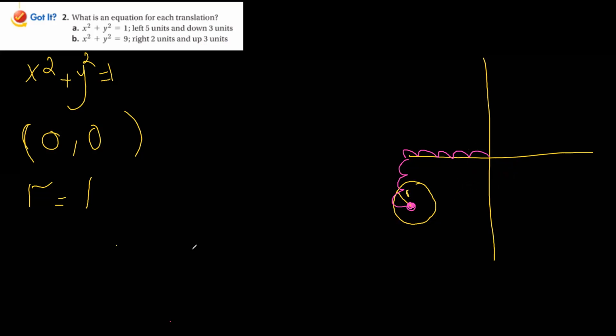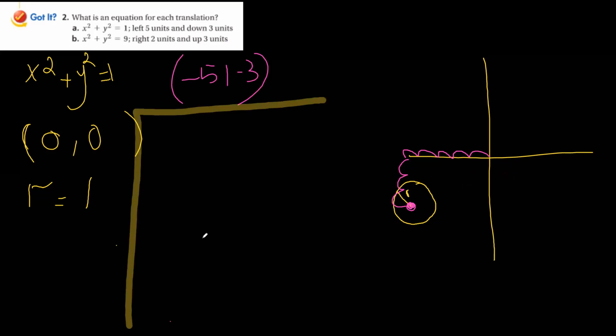Yes, Yara, what is the center of the circle now? -5, -3. Thank you so much. Can you tell me what the equation of the circle will be? X minus -5 squared plus y minus -3 squared equals 1.